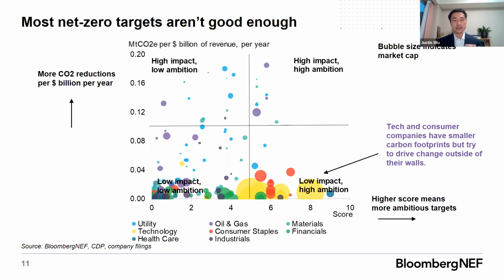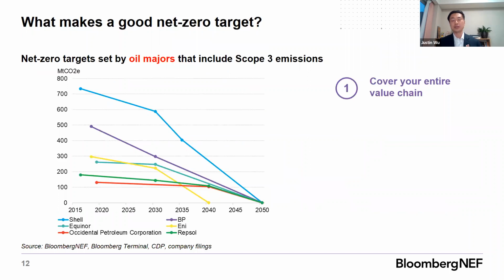Perhaps unsurprisingly, technology and consumer-facing companies tend to have smaller carbon footprints, but they have set some of the most aggressive or ambitious targets, partially because probably they're client or consumer-facing. So that's one reason they want to show that they're doing something and they're leaders in the field, etc. So what actually makes a good net zero target, right?